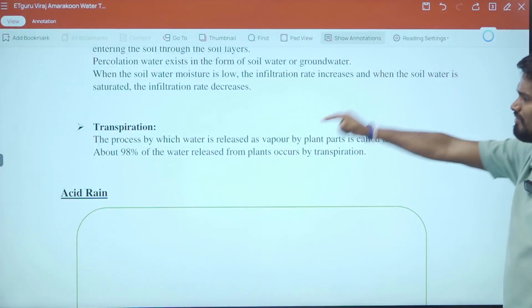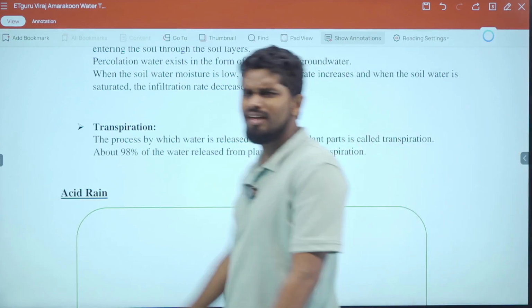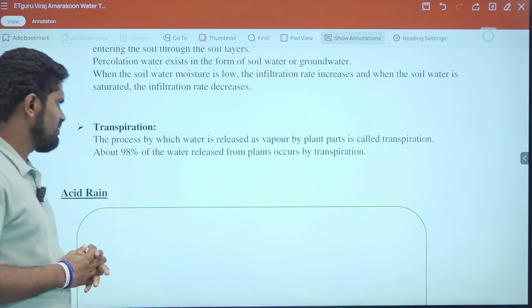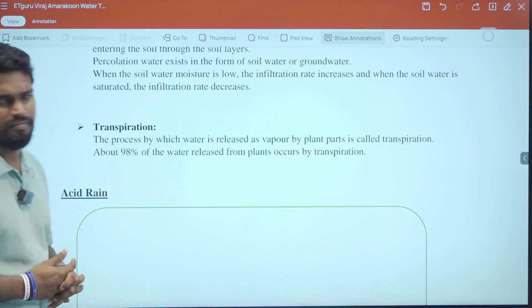We are moving to our tute, and this is the place. Transpiration is the process by which water is released as vapor by a plant's parts. About 90% of the water released from the plant occurs by transpiration.